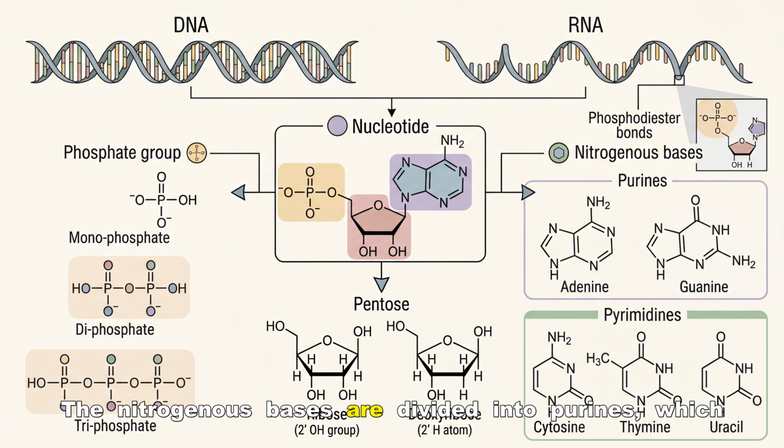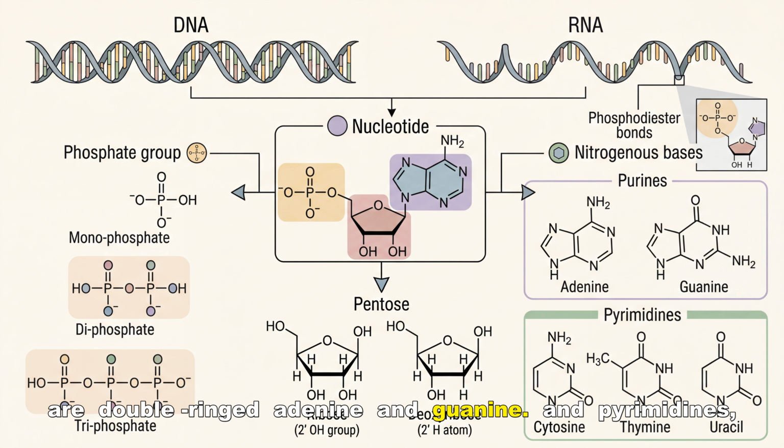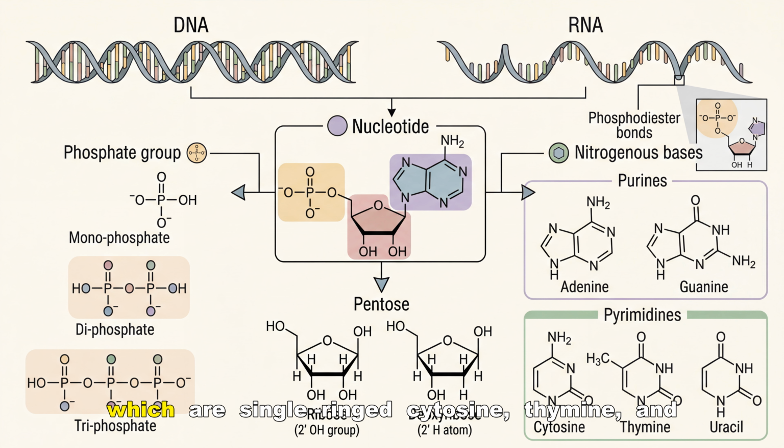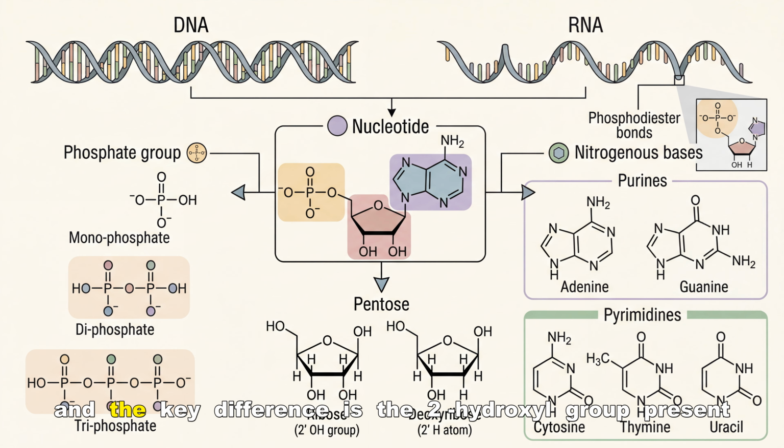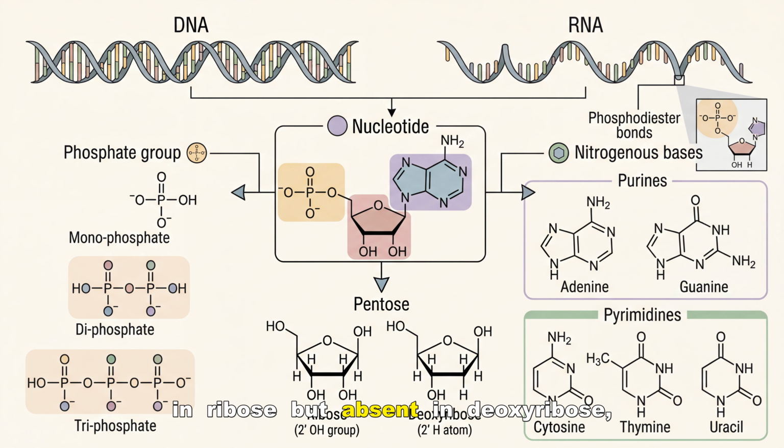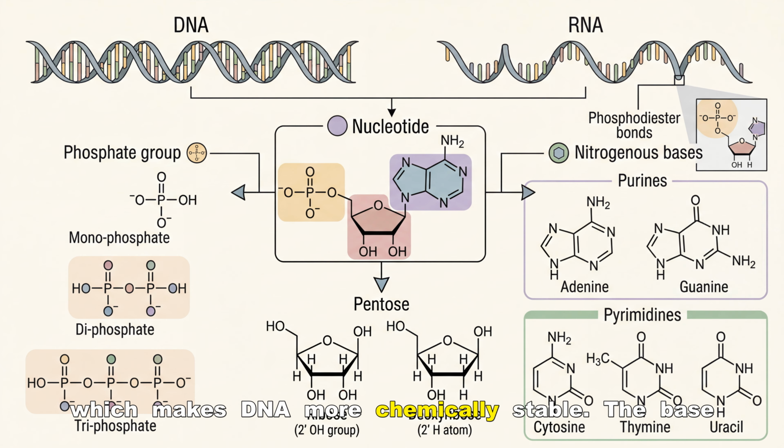The nitrogenous bases are divided into purines, which are double-ringed adenine and guanine, and pyrimidines, which are single-ringed cytosine, thymine, and uracil. A common mnemonic is "pure as gold" for purines. The sugar is either ribose in RNA or deoxyribose in DNA, and the key difference is the 2-hydroxyl group present in ribose but absent in deoxyribose, which makes DNA more chemically stable.